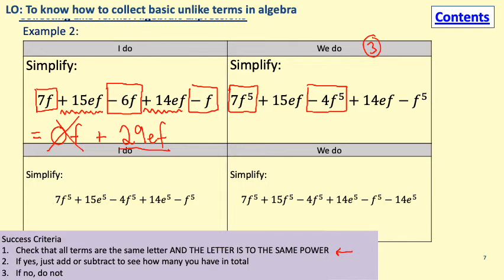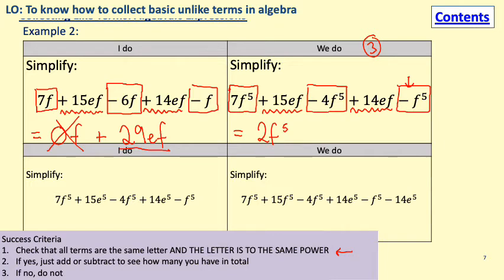Okay, so I'll just complete it now. So we've got the negative f to the 5 here. We have positive 15ef and positive 14ef. So 7f to the power of 5, take away 4f to the power of 5. That's going to leave us with 3f to the power of 5. But then we're taking away another one at the end here. So we're going to end up with 2f to the power of 5.